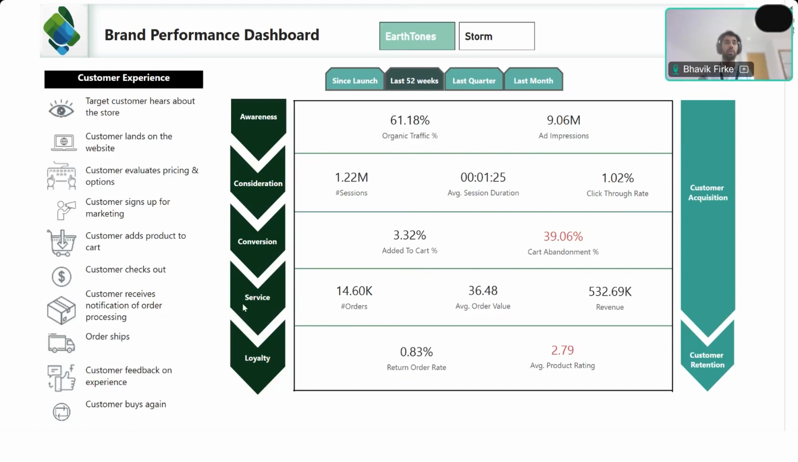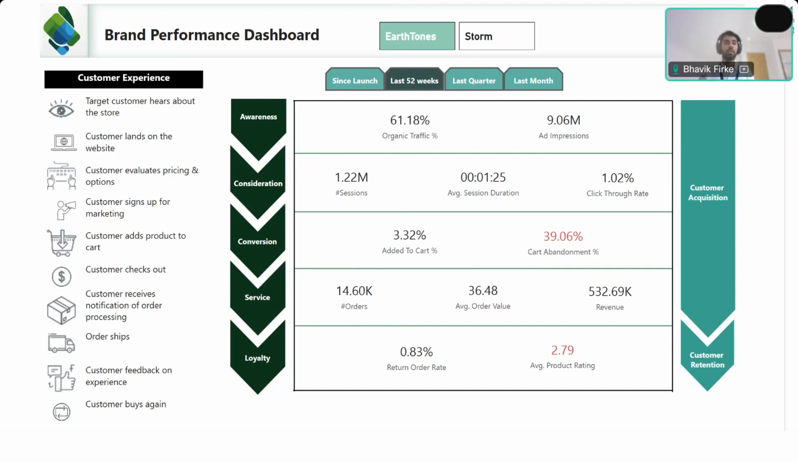Next comes the fulfillment or the service stage. This is where the purchases happen. To help the brand manager understand how effectively the organization was converting intent into business results, we surfaced metrics including number of orders, average order value, and revenue. While not shown over here, we can also include other metrics including time to fulfillment, which is useful for identifying operational bottlenecks in your organization.